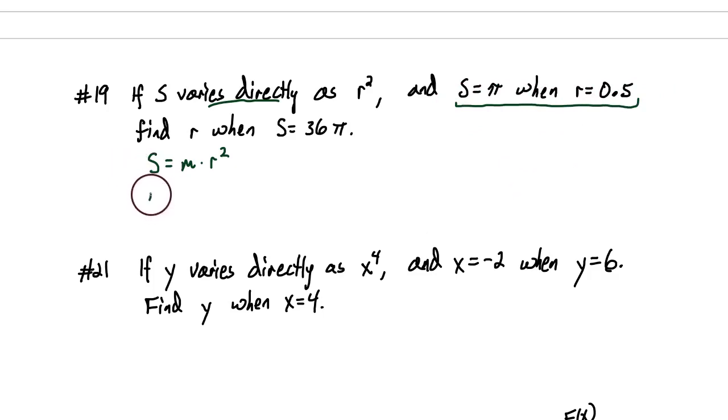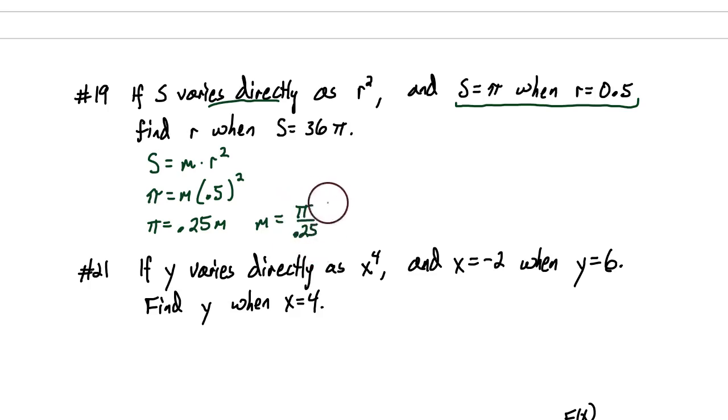In place of s, fill in pi. In place of r, fill in 0.5. Now let's solve this. 0.5 squared is 0.25. To get m alone, we have to divide by 0.25. So we get m equals pi divided by 0.25. We can leave it like this, or we might rewrite it as 4 pi, because that sure looks a lot nicer.